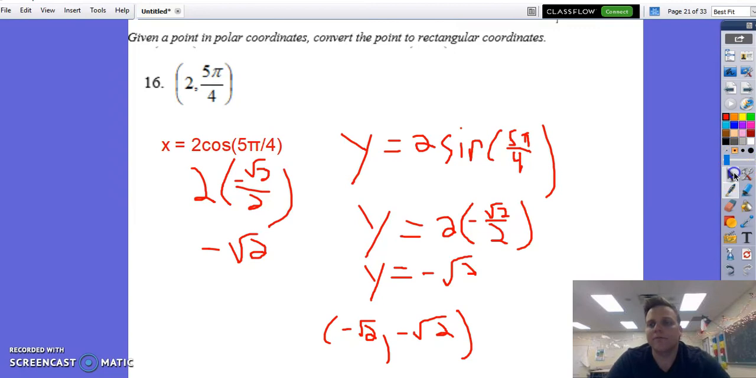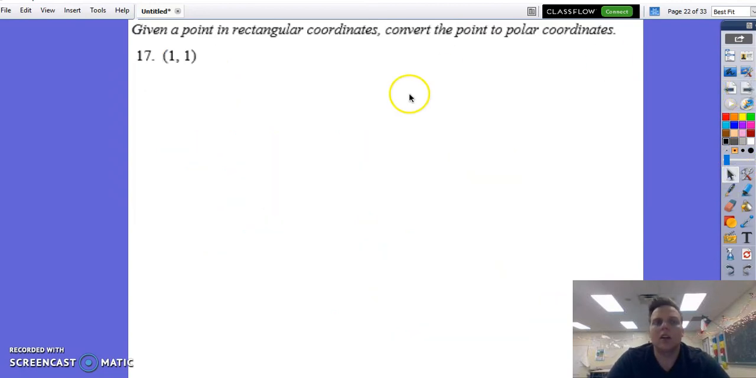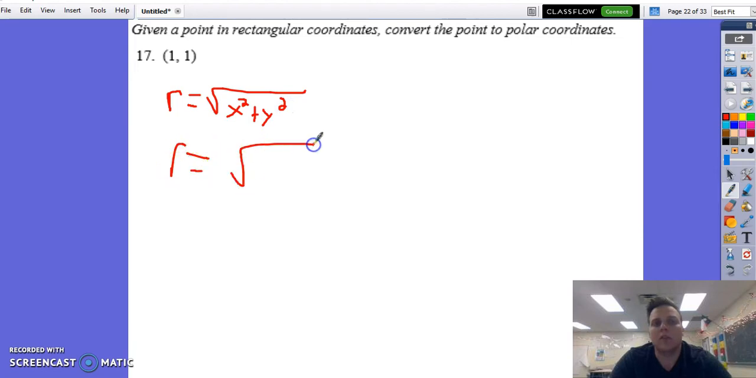And that's how you do it. All right, next problem. Given a point in rectangular coordinates, convert it to polar coordinates. Okay, so this is an x and a y, and I want an r and a theta. Well, you should remember that r is equal to the square root of x squared plus y squared. So then r is going to be equal, for this problem, square root of 1 squared plus 1 squared.